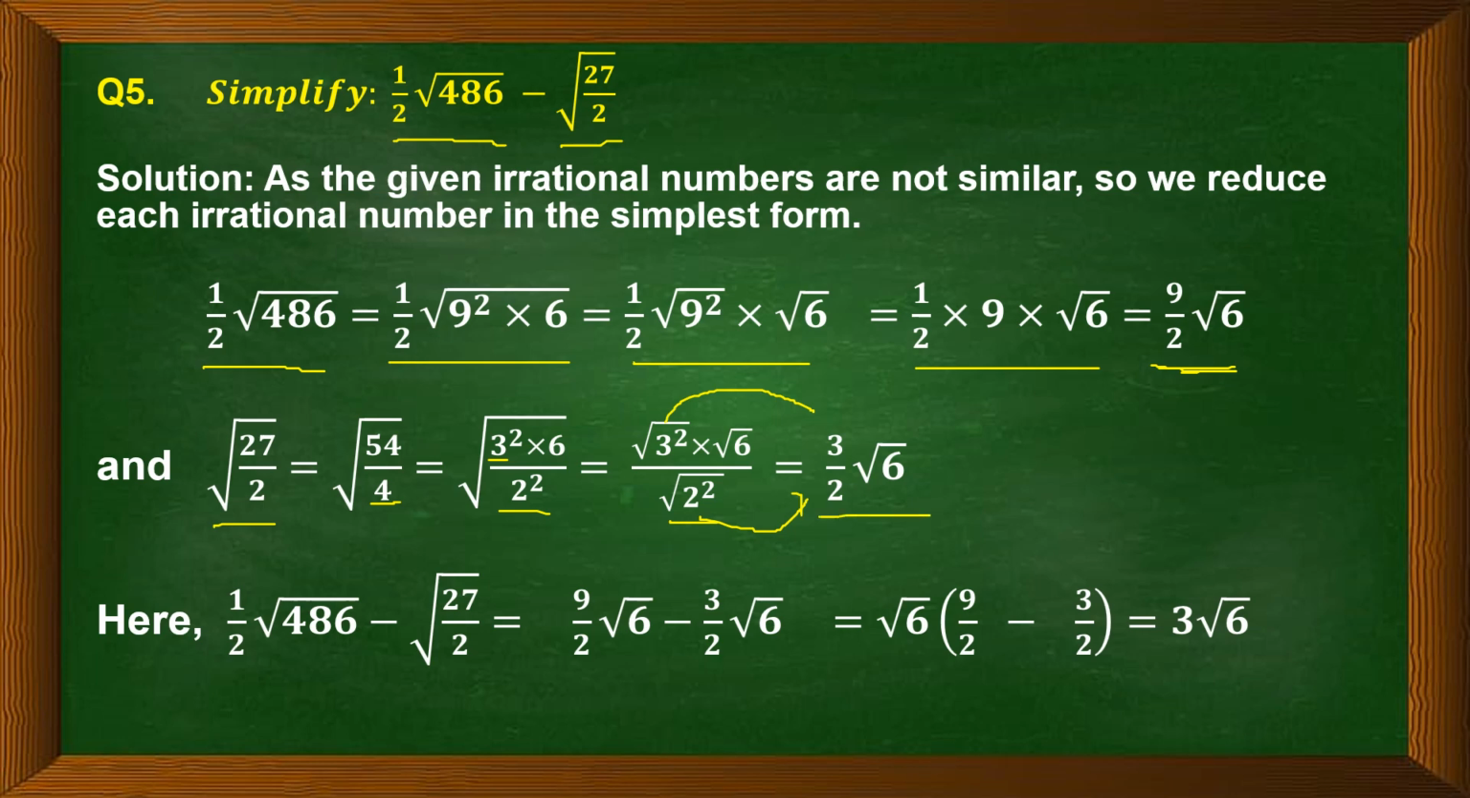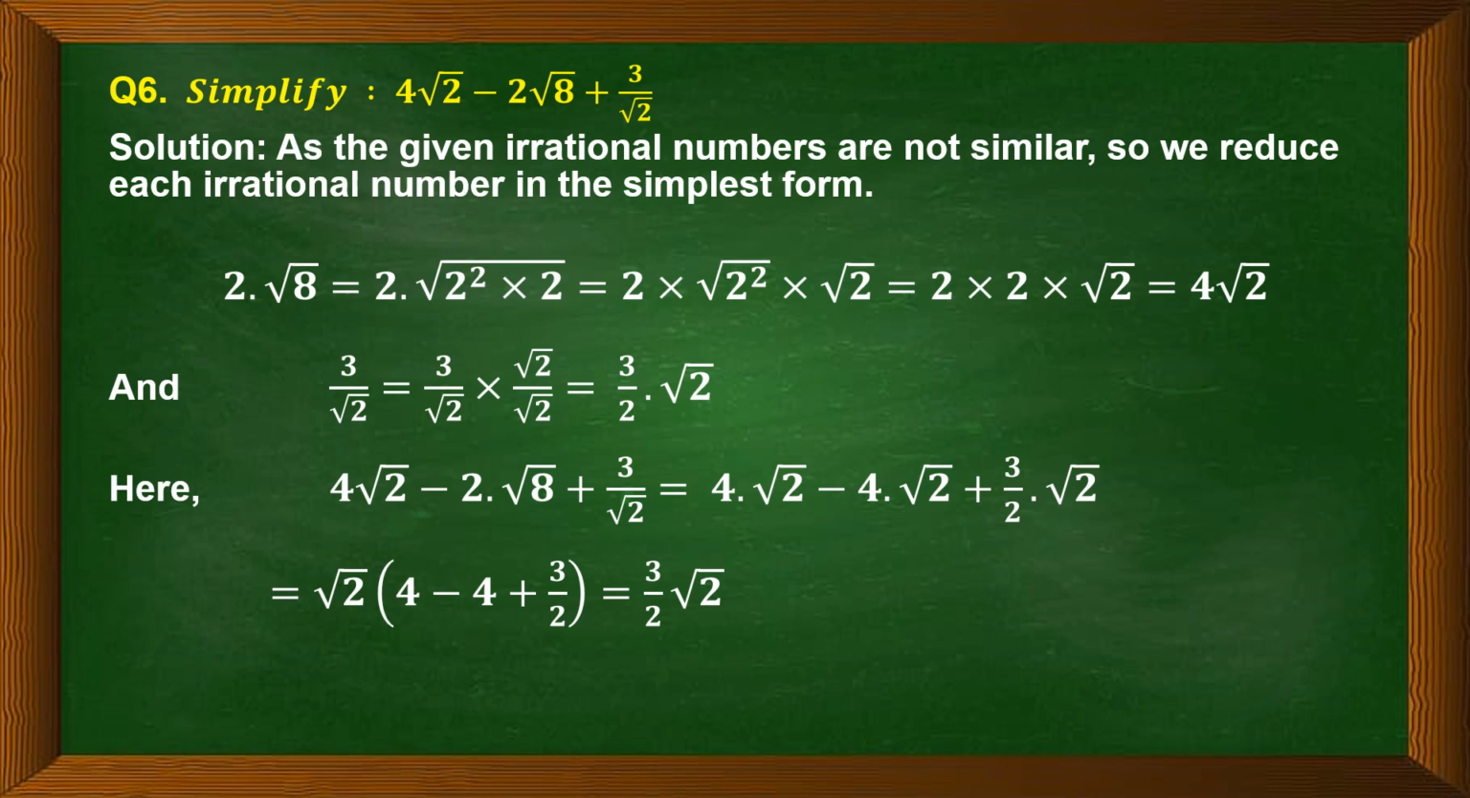So we can say half of root 486 minus root of 27 by 2 is equal to 9 by 2 root 6 minus 3 by 2 root 6. Now over here these are like irrational numbers where the common factor is root 6. So we shall take root 6 common, and further all the coefficients in the bracket, 9 by 2 minus 3 by 2. And when we solve it, we will get 6 by 2, which is 3. So 3 root 6 is the answer.